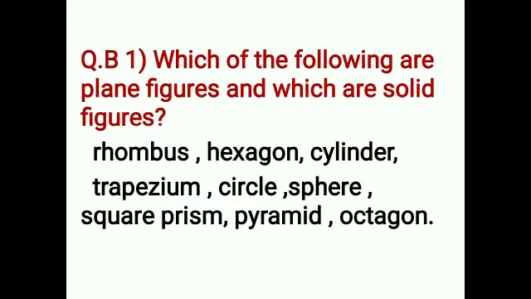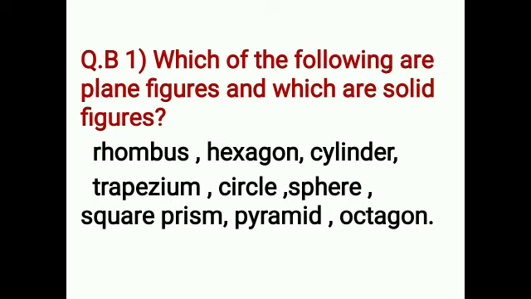So now next one. Question number B, first one: which of the following are plane figure and which are solid figure? The examples here: rhombus, hexagon, cylinder, trapezium, circle, sphere, square prism, pyramid, octagon. Now we know the definition of plane figure and solid figure, correct? A figure which has only two dimensions is called a plane figure. And solid figure means a figure which has three dimensions.